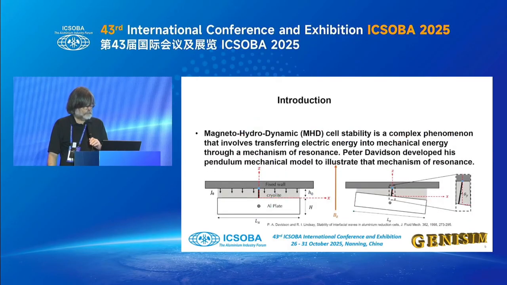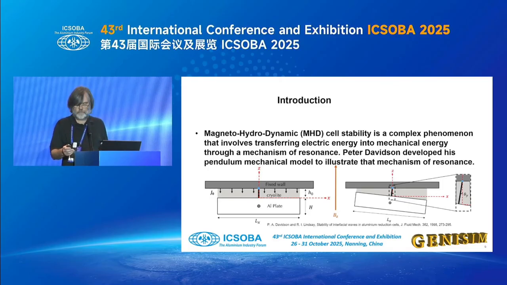Okay, then this mechanical model was initially invented by Peter Davidson, a professor in the UK at Cambridge University. He developed the idea of having a pendulum with a plate that represents the metal pad, and then cryolite that is essentially imaginary because there is no friction, but it is the electrical resistivity of cryolite. And if you bend the plate, or if the pendulum moves, it creates a force. Now, this idea is very imaginative, and it was used to explain the dynamics of cell stability.